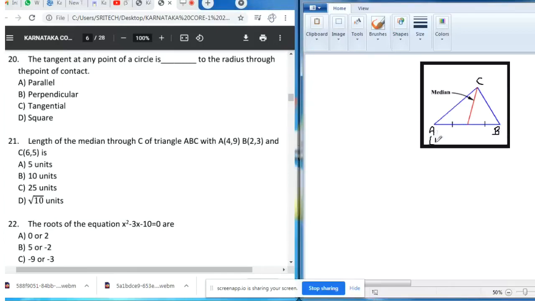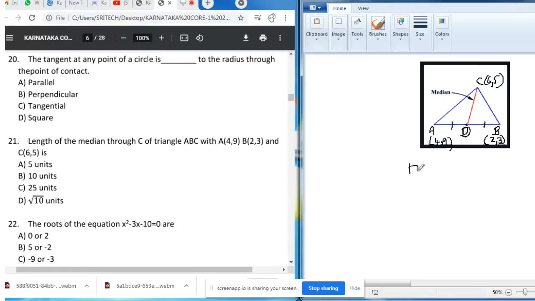A point is represented with 4, 9 and B is represented with 2, 3. C is given as 6, 5. So I am representing the point D. Always a median divides the base exactly into 2 halves. So D will be the midpoint of AB.